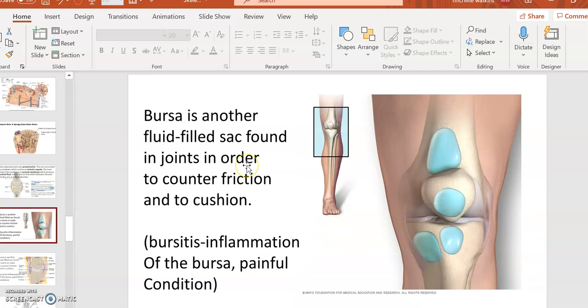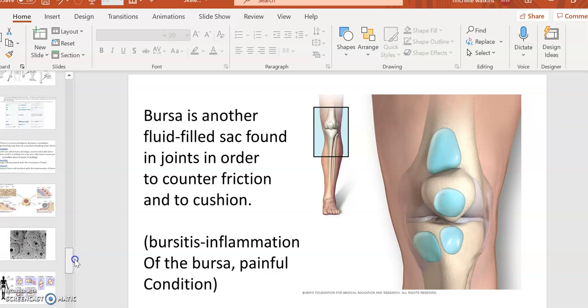There's another type of fluid-filled sac, which are called bursa or bursae, and there's lots of them all over the body. They're not specifically between the bones of the joint, but they're around the joint, and they're countering friction and cushioning in all kinds of ways. You don't need to know these. You might have heard of bursitis. It's a common painful inflammation of those bursa, which causes joint pain.